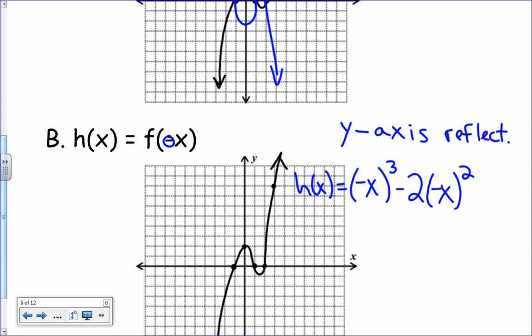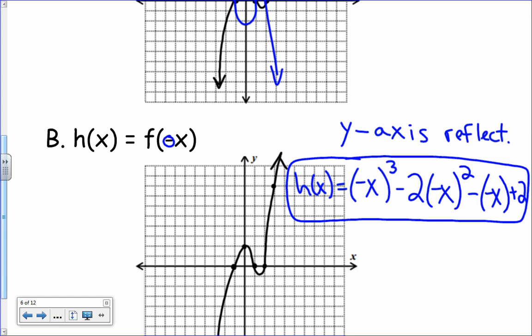Yes, ma'am, you do. Because you're plugging in something other than x. You're plugging in negative x. Then you would have minus negative x. And then at the end you'd have, what is it at the end? Plus 2? Okay. Plus 2. And that would be your new formula or your new rule, and that's your transformation.